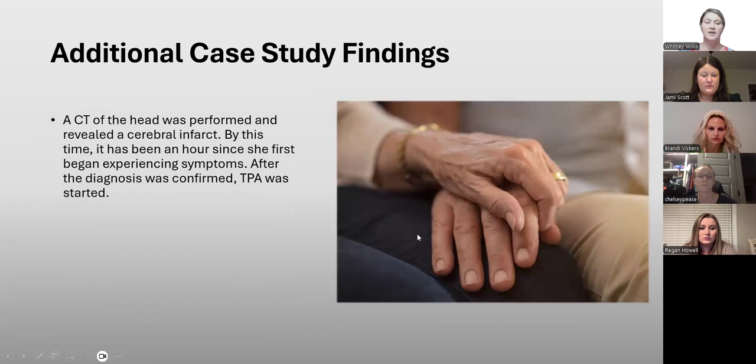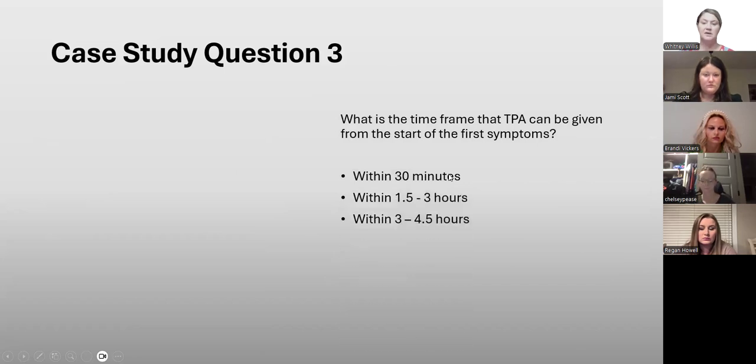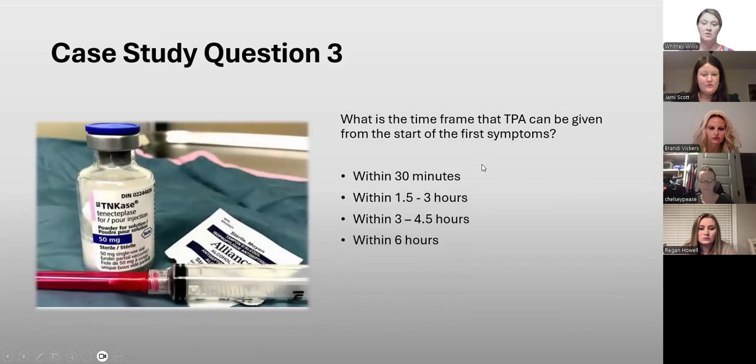All right, in addition, a CT of the head was performed and revealed a cerebral infarct. By this time, it's been an hour since she first began experiencing symptoms. After the diagnosis is confirmed, TPA was given. What is the time frame for TPA to be given from the start of the onset of symptoms? Within 30 minutes, within an hour and a half to 3 hours, 3 to 4.5 hours, or within 6 hours. And of course, we want to give it within 3 to 4.5 hours.